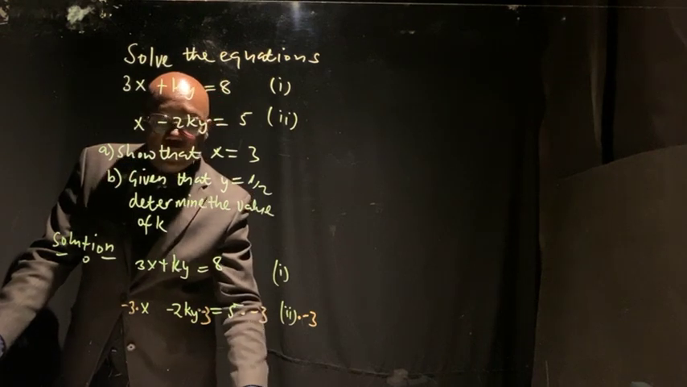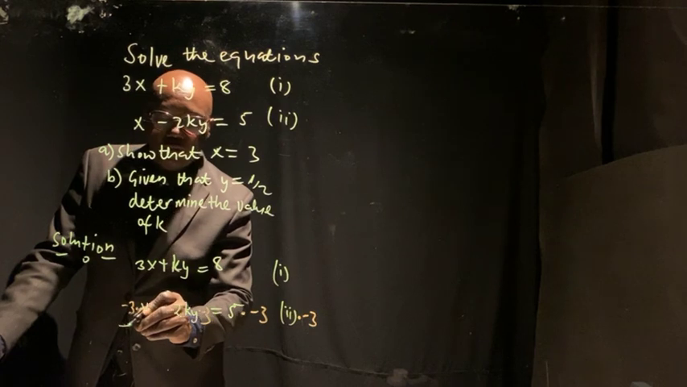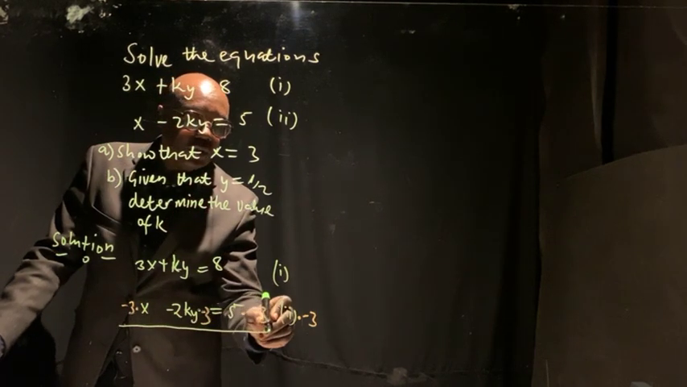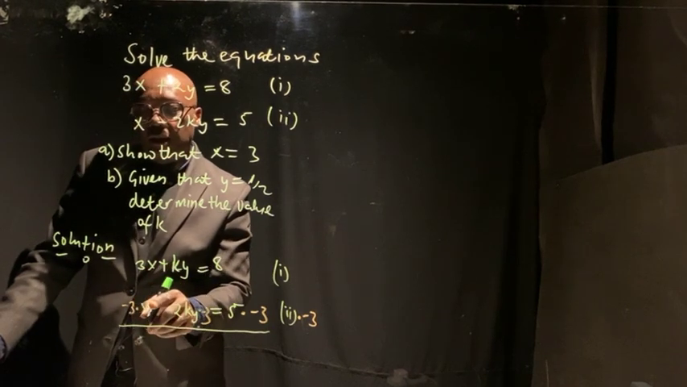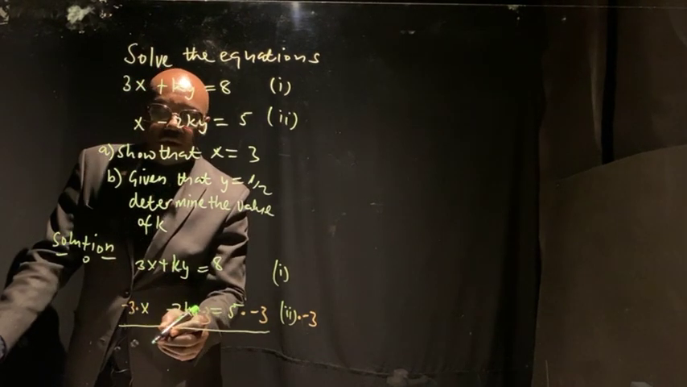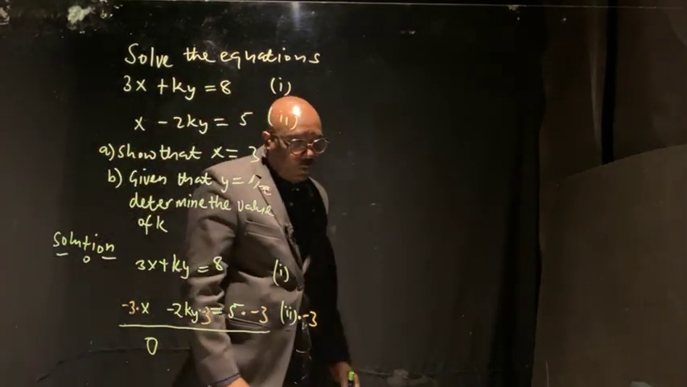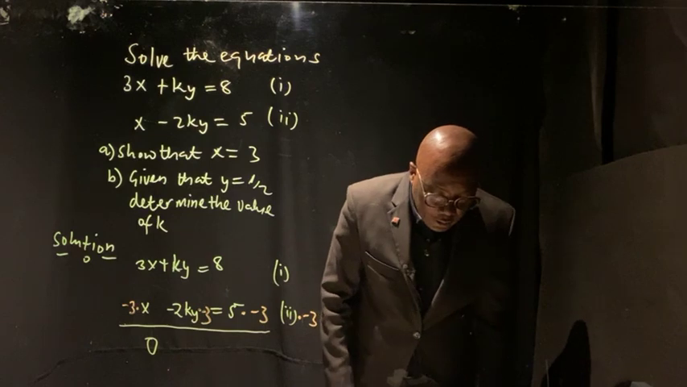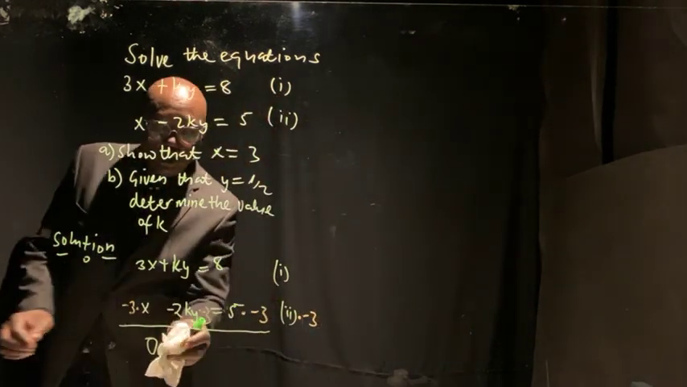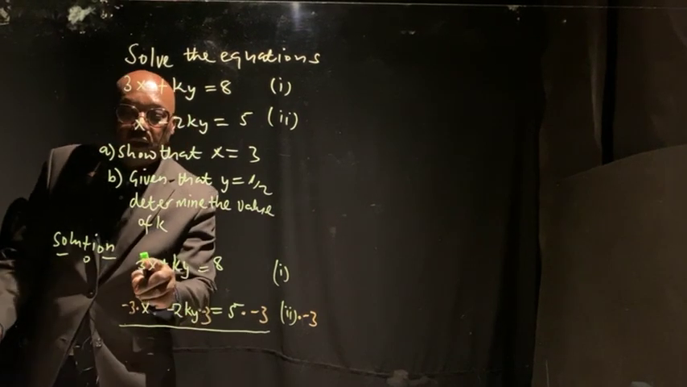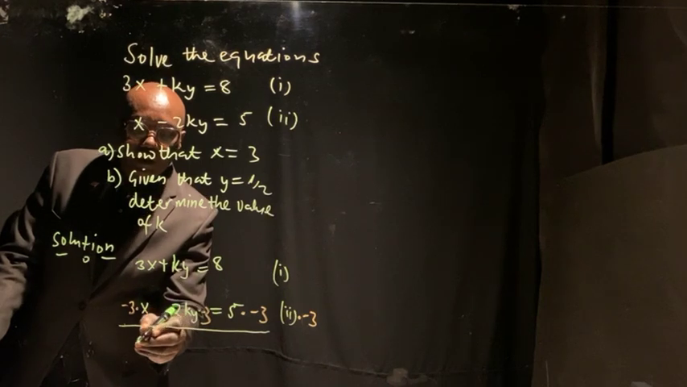Then we say that adding equations 1 and 2, we have 3x plus -3x will give us 0. Let me check my screen, whether you can see everything right there. Yes, I think that you can see. And then 3x plus -3x will give us 0x.